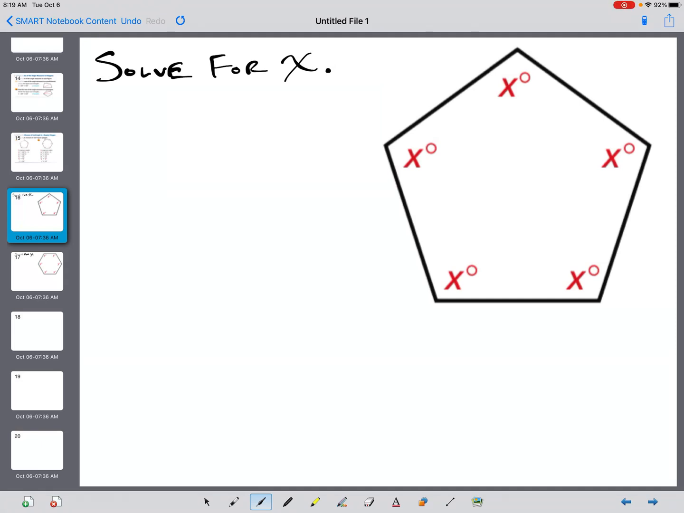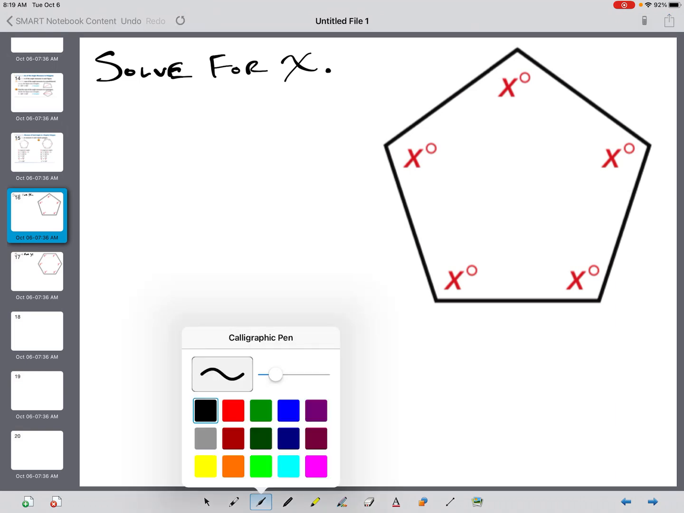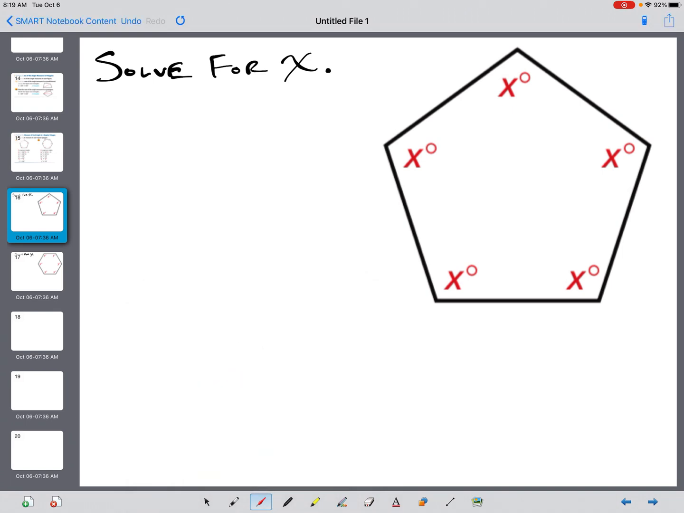So we're going to learn how to solve for the angles inside of regular polygons. In other words, all the angle measures are the same measurement. So the first step is to figure out how many sides the figure has. And so in this case, it looks like we have 3, 4, 5. So that means we have a regular pentagon.